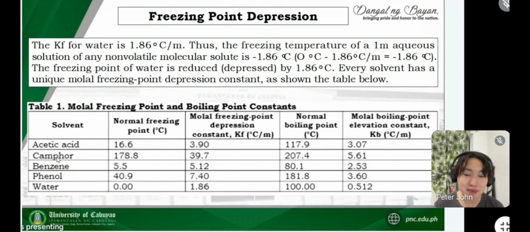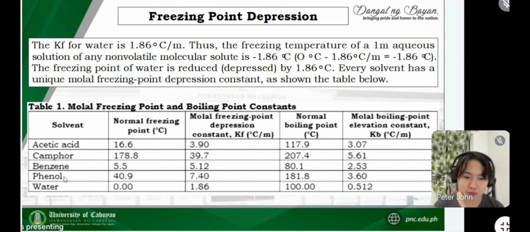Then we have the benzene. So, mostly ito nangyari sa mga activity natin. Then we have the phenol. So, phenol is an alcohol. So, it is a presence of an alcohol than a water.